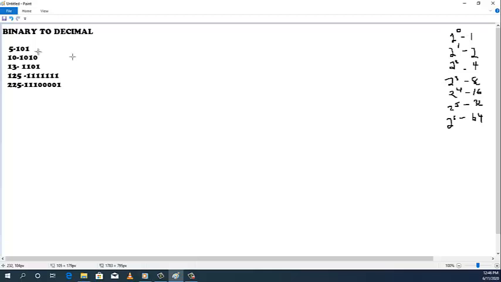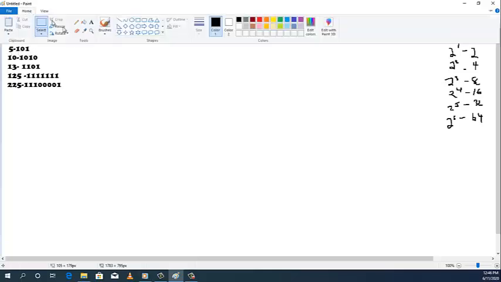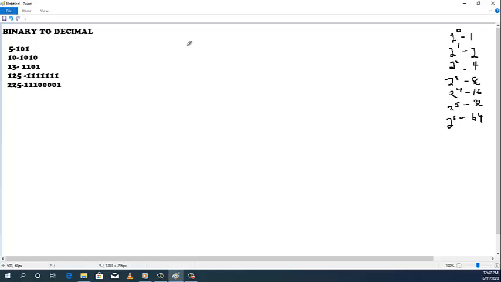Let's try. We've got 101. This is our binary number. We want to take it to decimal. So you start with the first step. The first step is assigning the powers of 2 from the right to the left. So we're going to assign the powers of 2: 2 to the power of 0, 2 to the power of 1, 2 to the power of 2, as you go on from right to left.